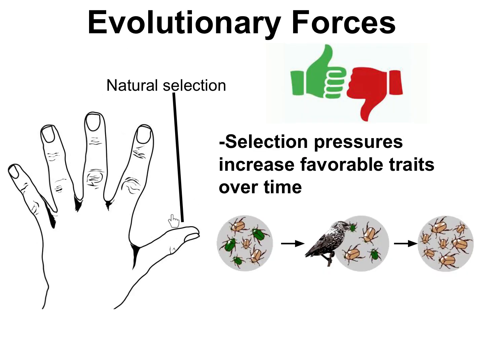Your thumb is natural selection, when selection pressures of nature lead to favorable traits accumulating over time. Nature kind of votes thumbs up or thumbs down on traits. Natural selection is a driving force of evolutionary change.